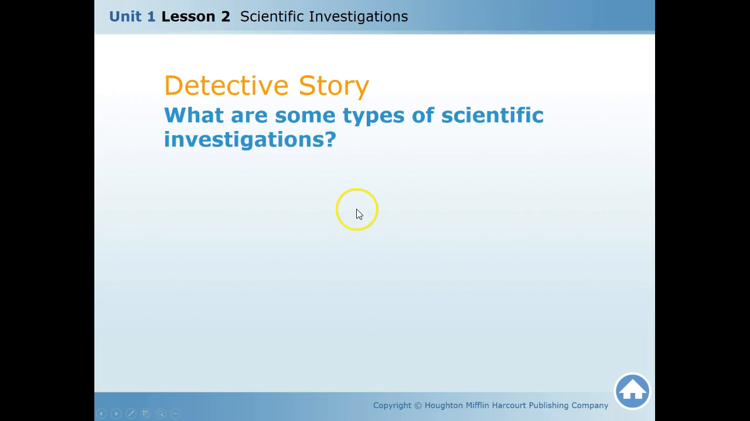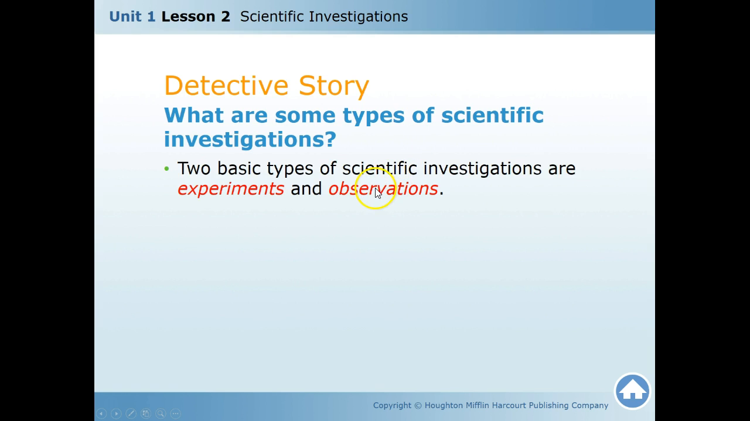Hey, this is Mr. Horner, and we're going to look at Unit 1, Lesson 2, and this is all about scientific investigations. So the detective story here is they want to know what are some different types of scientific investigations. The two basic types that we know of are experiments and observations.